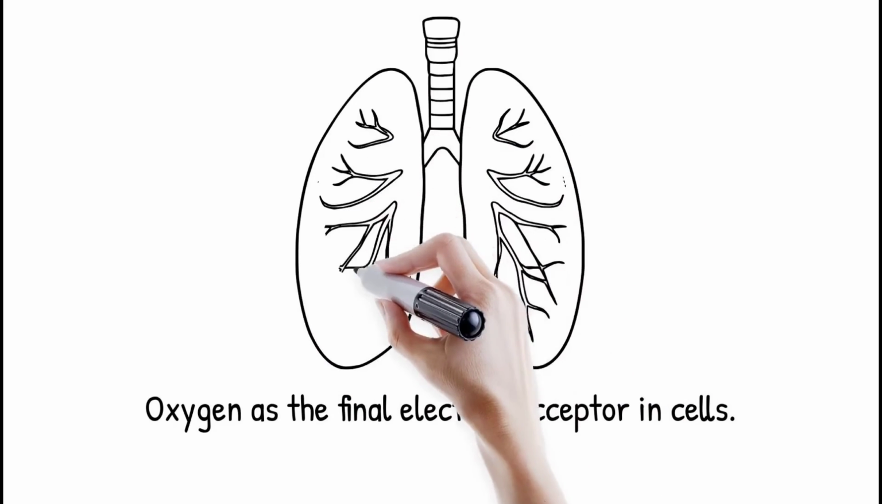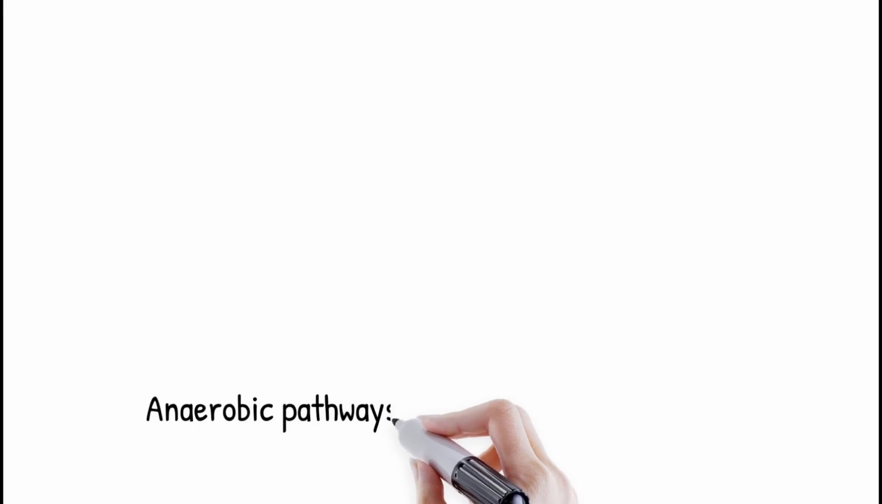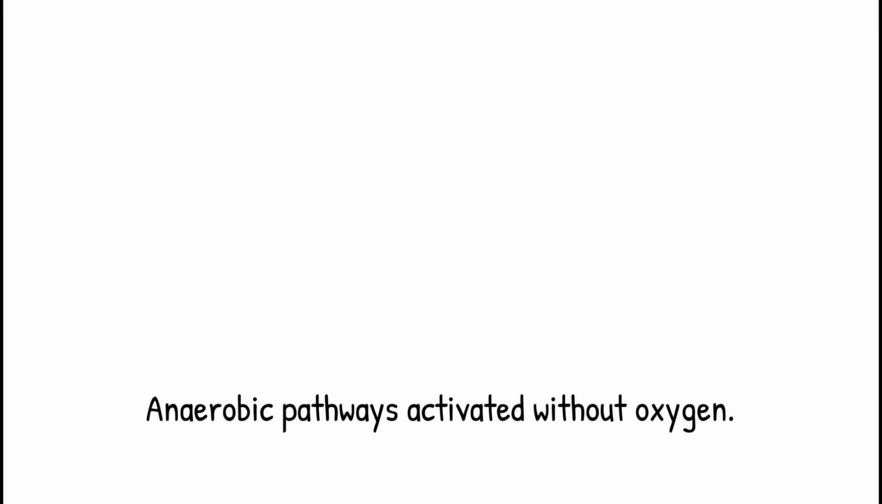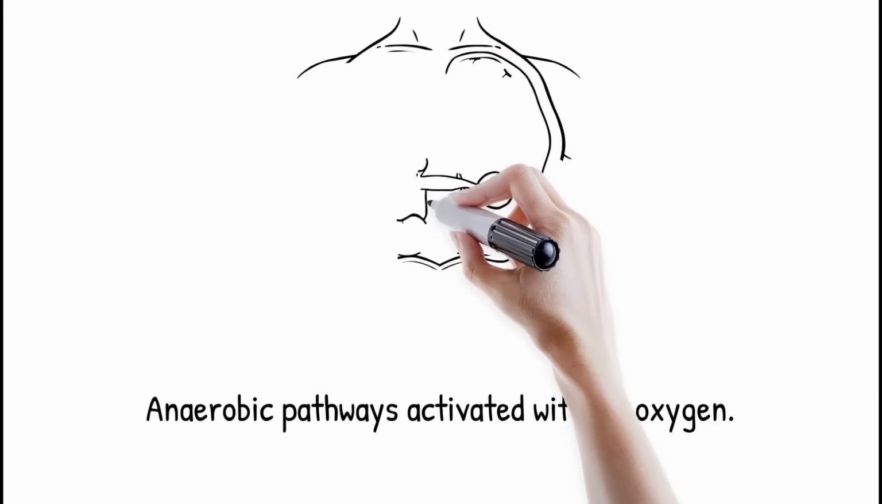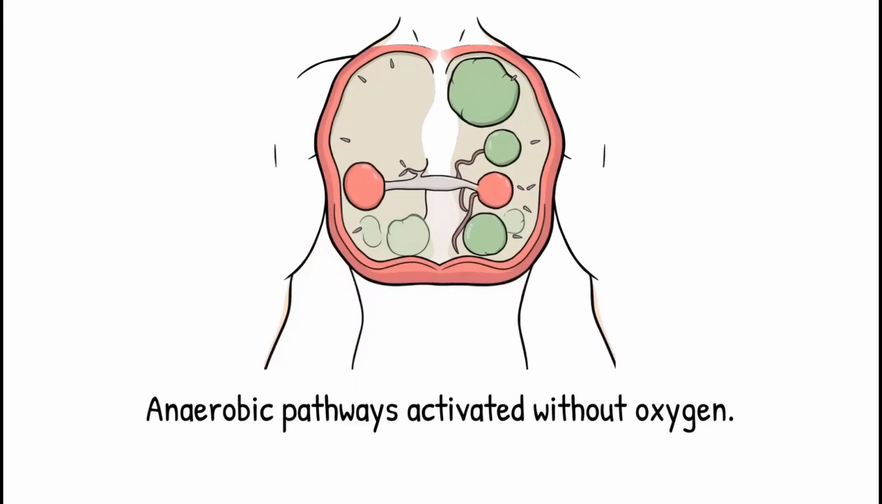Without oxygen, many organisms switch to less efficient anaerobic pathways. Human muscle cells oxidize glucose to produce energy for contraction. Cellular respiration is like burning fuel in a well-tuned engine instead of an open bonfire.